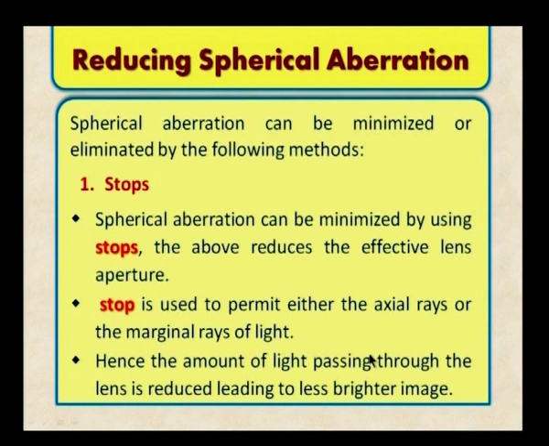So, you will be getting a better quality, but with a reduced intensity. Hence, the amount of light passing through the lens is reduced because you are cutting some portion of the light. The image will be less bright, that is what you will be getting.